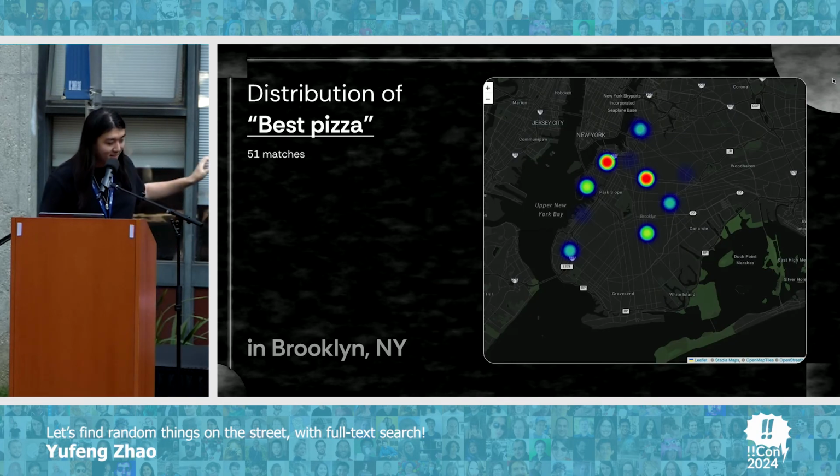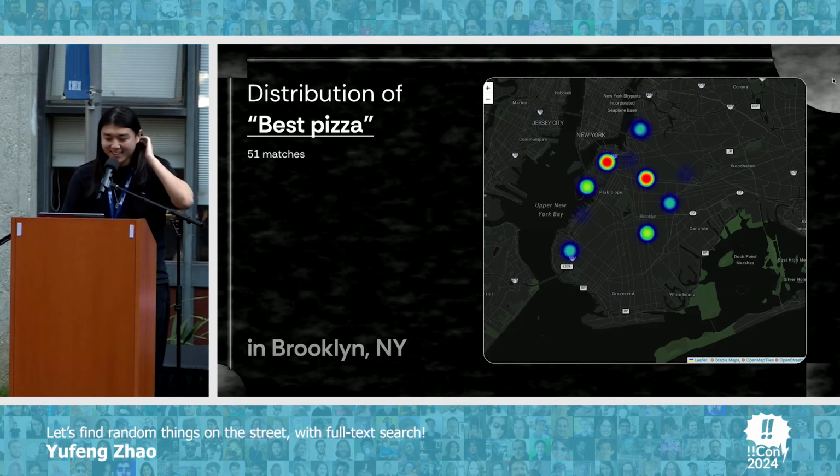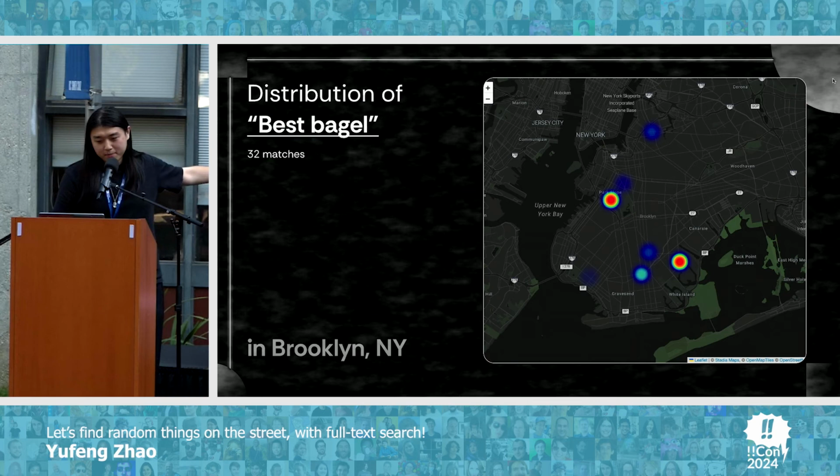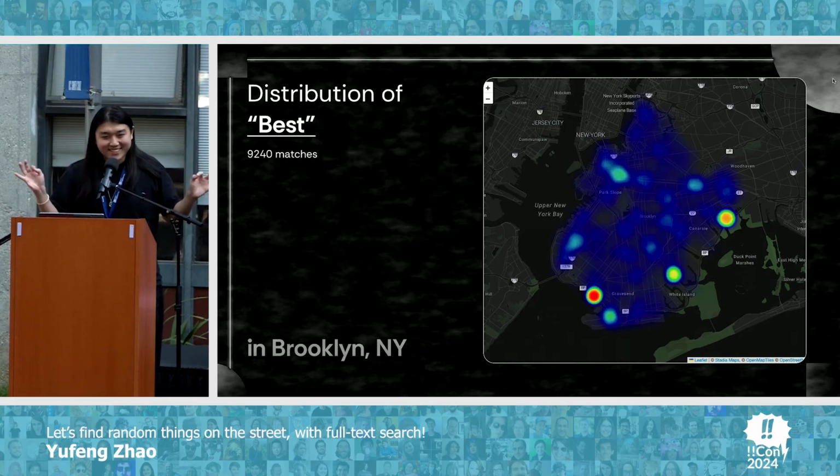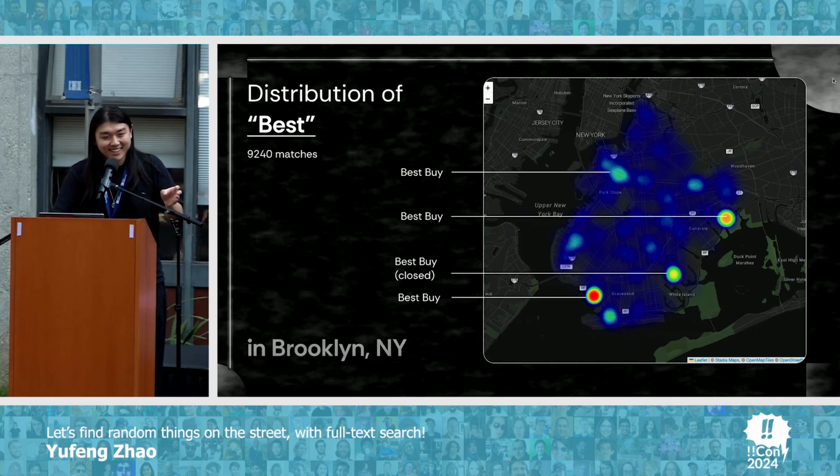If you want to find "best pizza," there are a few best pizza spots. We need a taste test. Because it's New York, the best bagels are really deep in Brooklyn. Like you need to go really far to get the best bagels. And in general, "best" things in Brooklyn are in these spots. And guess what? They're Best Buys. One of them is permanently closed.